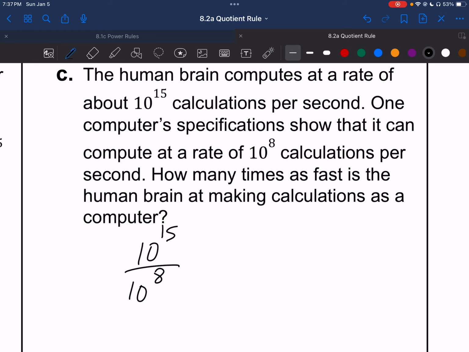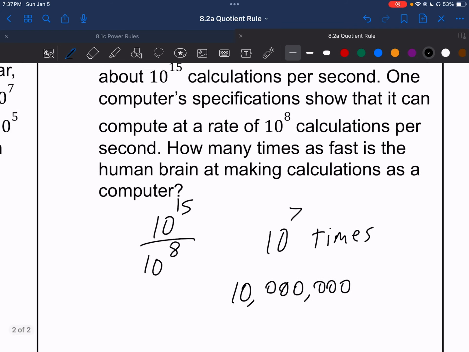And where do I have more tens? I have more on the top. So it's going to be 10. 15 minus 8 is 7. So it's going to be 10 to the 7th times. And if we were to write that out, we have 10 million. So in comparison to that particular computer, the human brain can do 10 million times the calculations per second that computer can do. Pretty staggering.